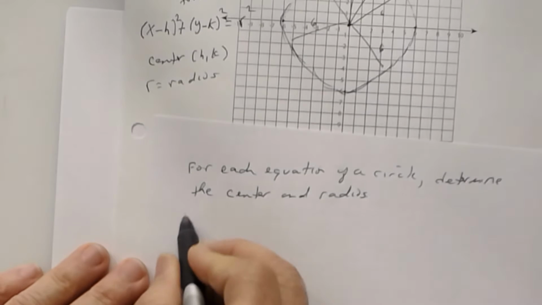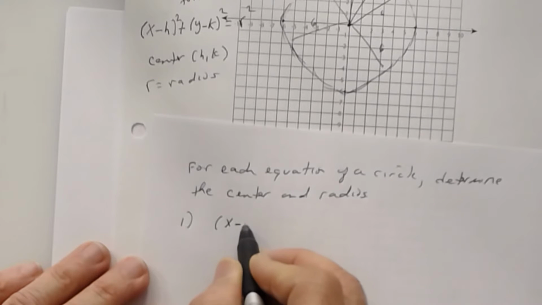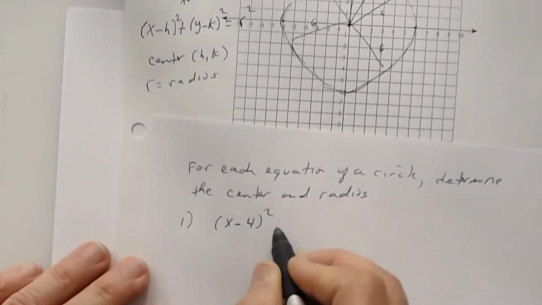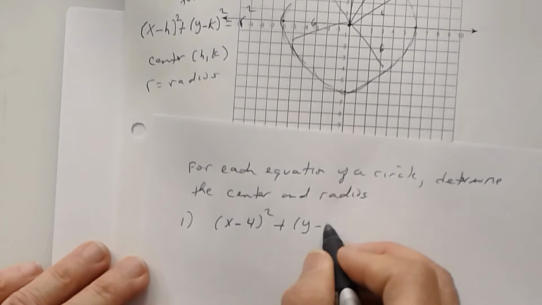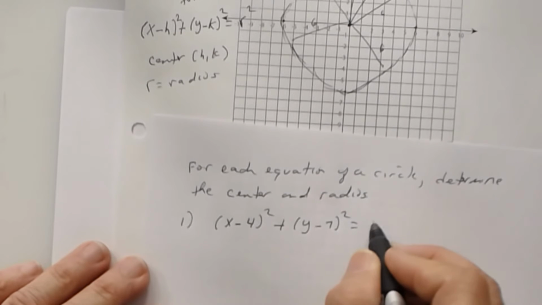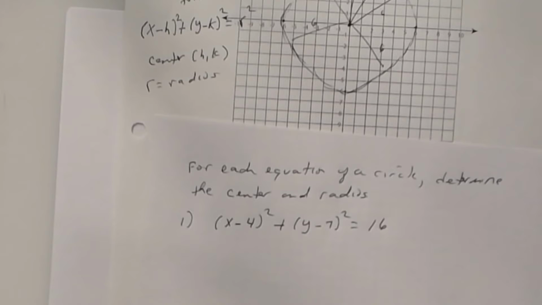Okay, number one. (x - 4)^2 + (y - 7)^2 = 16. So write this out. (x - 4)^2 + (y - 7)^2 = 16.